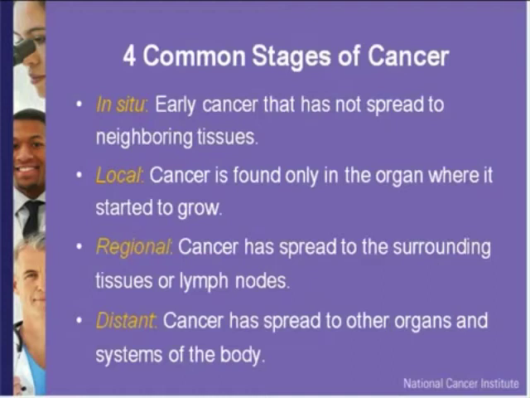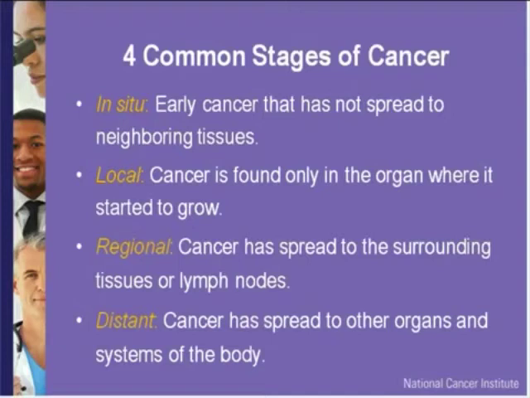The first being in situ disease. This is early cancer that's not spread to neighboring tissues. An example of this, you may be familiar with the term DCIS, which stands for ductal carcinoma in situ. The next would be local disease, which means that cancer is only found in the organ in which it started to grow. So, if you will, it's localized right in the area of origin.